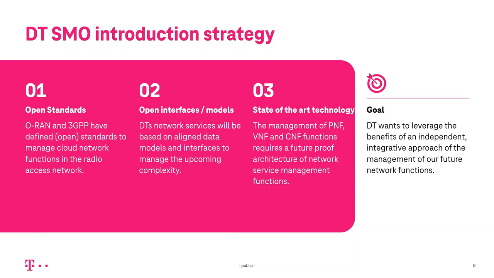The data models and interfaces in order to manage the upcoming complexity should, of course, in the end also be what we want to have. And of course, state-of-the-art technology. When we manage the future network, we want to have a future-proof architecture for the network and service management functions, which in our case we found by using components from the Open Network Automation Platform, as Andreas will also show a bit later. And you can read the goal which we want to achieve in the end. We want to be independent and yet have that integrative approach when we think of managing the network of the future, be it cloudified, but of course also disaggregated as in the case of ONAP.